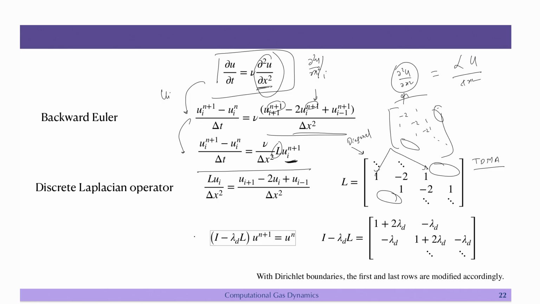Then you can write this entire matrix in the form of this. I am collecting u_i^(n+1) everywhere, and ν Δt/Δx² is λ_d. So this is (I − λ_d L) u^(n+1) = u^n, where I is the identity matrix, which you all know, and I subtract λ_d L. These are the interior terms; of course there will be two boundary terms. This is a compact way of expressing the same thing.